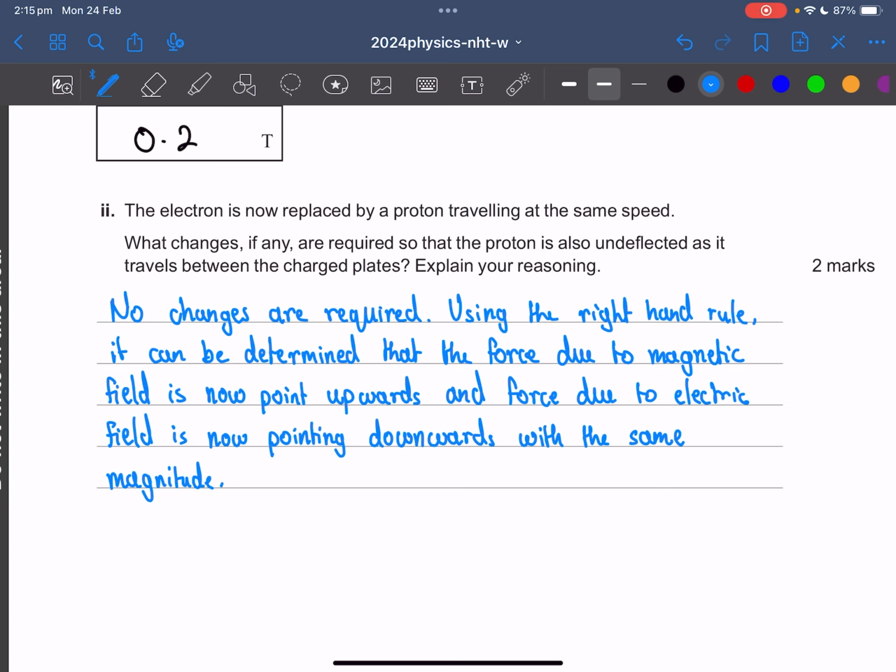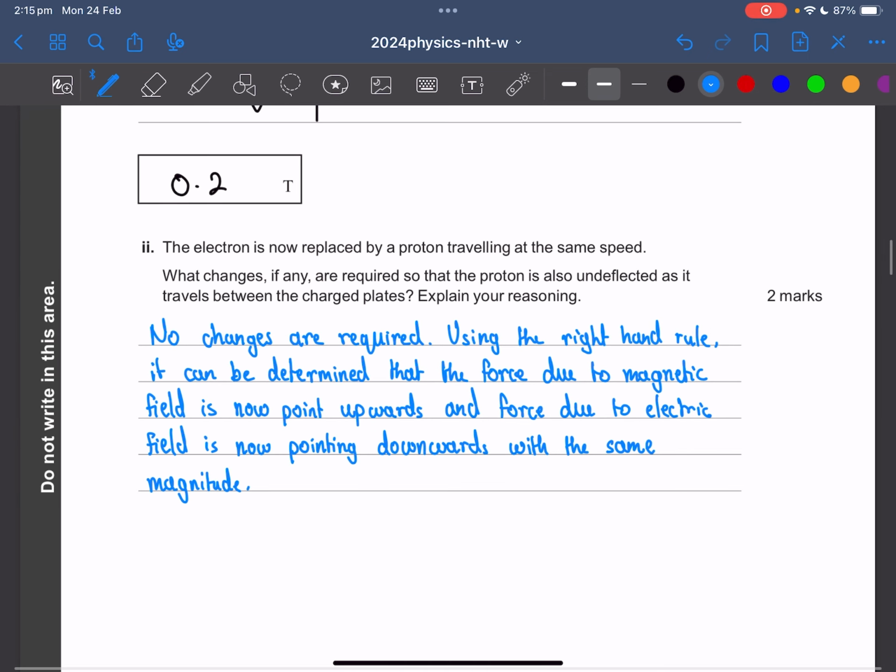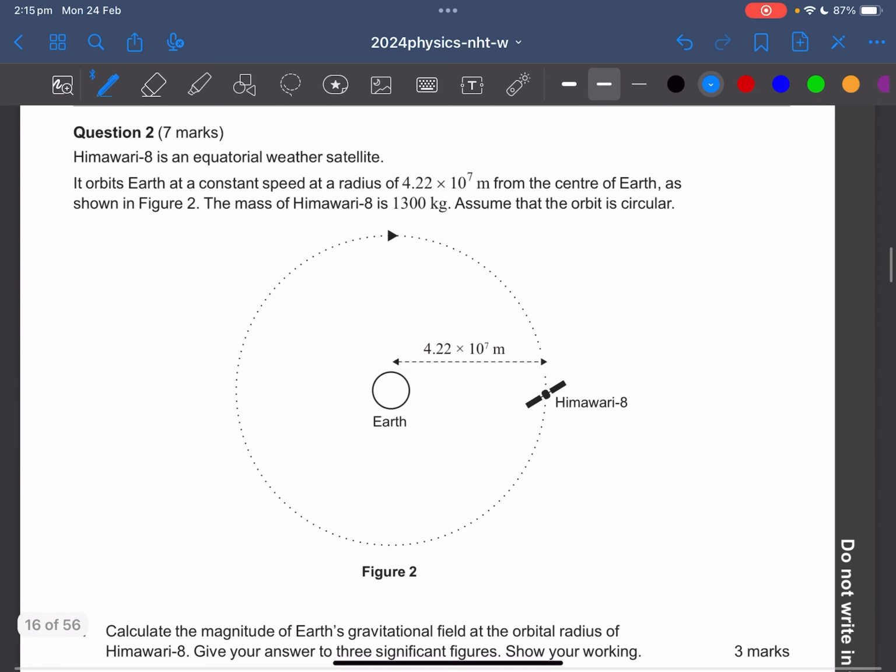Okay, so that is the answer for this question. Hopefully this made sense. Question number 2. Himawari 8 is an equatorial weather satellite. It orbits the Earth at a constant radius of this over here, from the center of the Earth, as shown in figure 2. The mass of Himawari is 1300 kilograms. Assume that the orbit is circular.